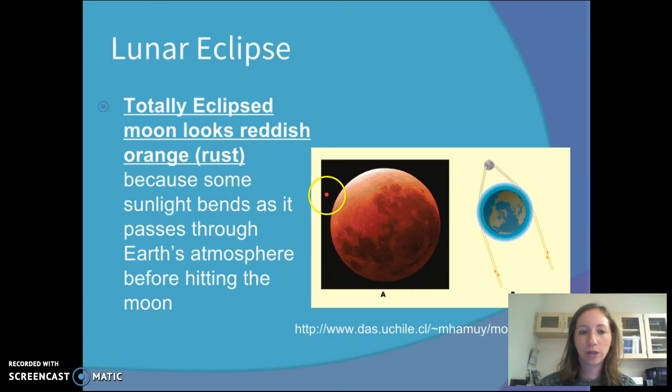All right. Totally eclipsed moons tend to look reddish orange, and this is because the sunlight bends as it passes through Earth's atmosphere before it hits the moon. Last year you might have talked about this a little bit when you were talking about the atmosphere. That's part of the reason we see red at sunset or at sunrise. It's because of the way the light is being reflected and refracted in the sky. So you'll see a reddish moon during a total eclipse.